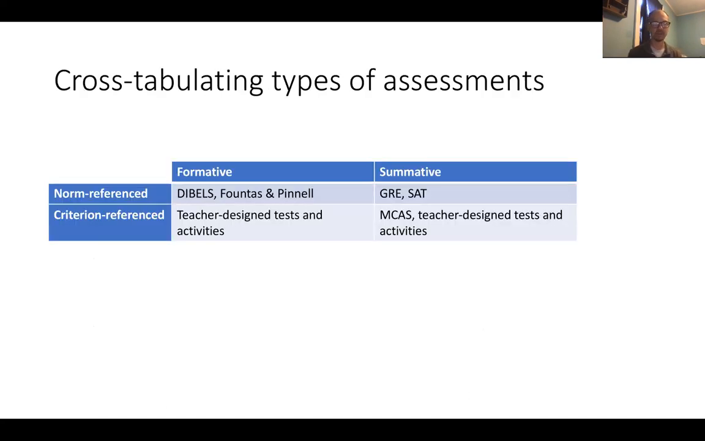Here's a way to cross-tabulate them. Norm referenced, criterion referenced, formative, and summative. So summative norm referenced tests are like the GRE and the SAT. Summative criterion referenced would be the MCAS. Norm referenced formative would be things like the DIBELS; the Fountas and Pinnell has some assessments built into it. And formative criterion referenced are often teacher designed tests and activities that give you a sense of where students are at, but they're not meant to compare students such that one student doing well requires another student not doing well.